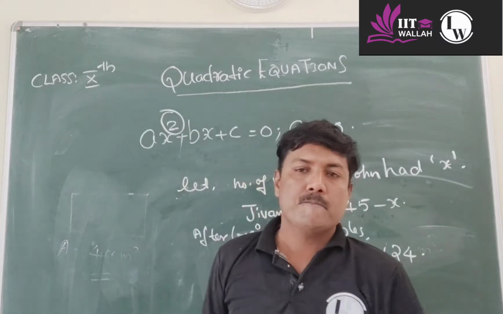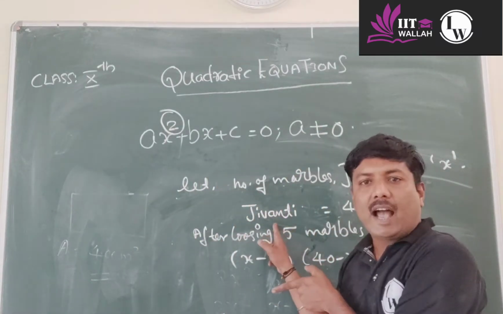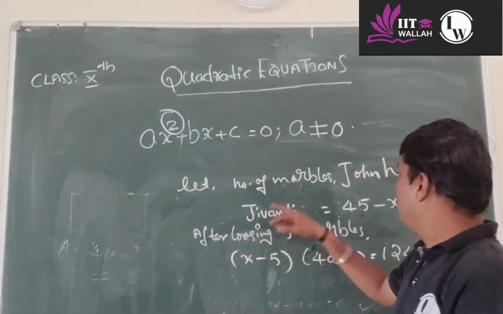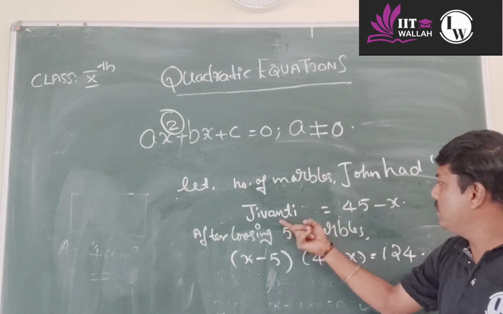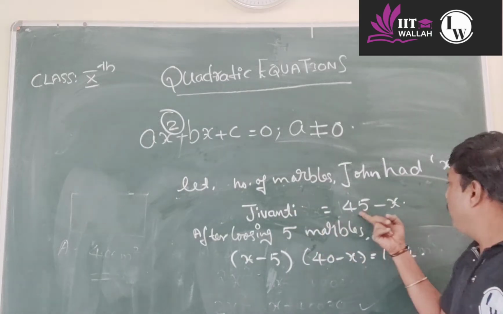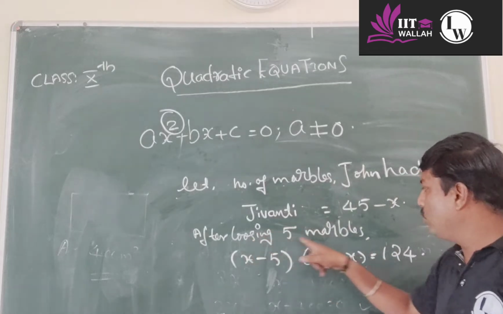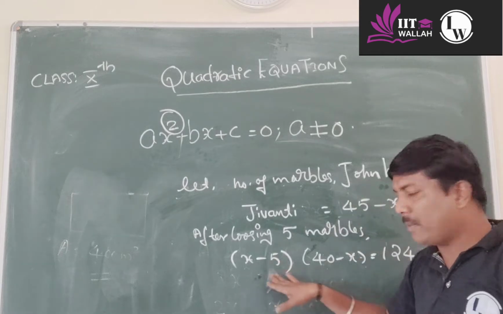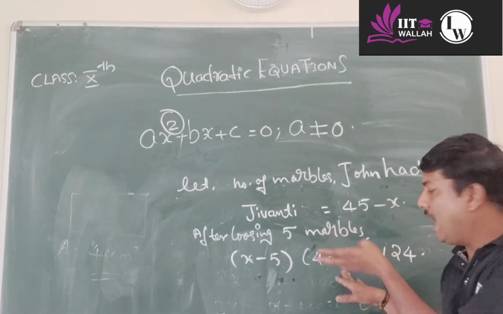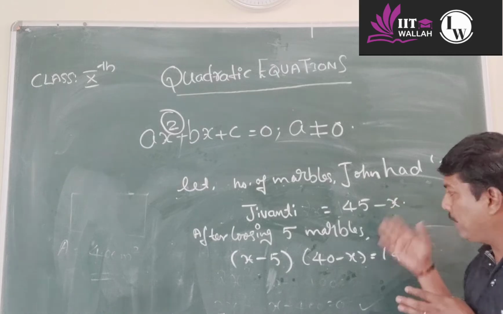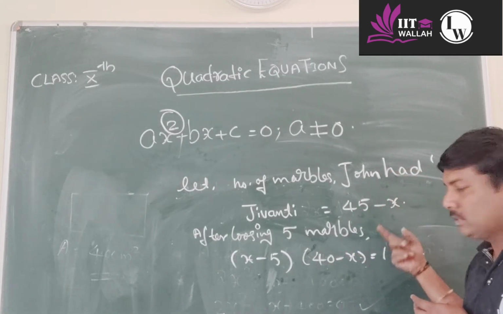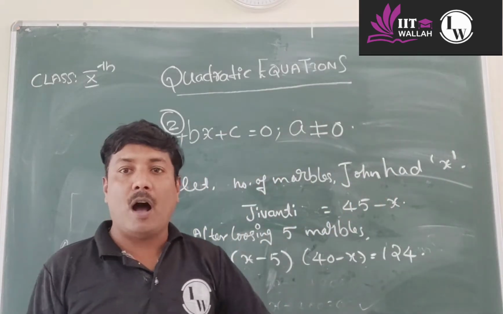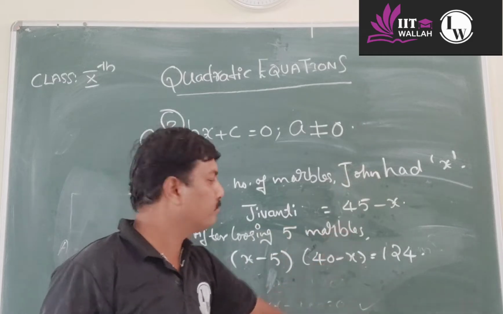Okay, this is the question. John and Giovanni had 45 marbles and they lost 5 marbles. So suppose John had x, then Giovanni would have 45 minus x. After losing 5 marbles, John will have x minus 5 and she will have 40 minus x after subtracting 5 from each. And the product is given as 124. Now our job is to find how many marbles John had and she had.